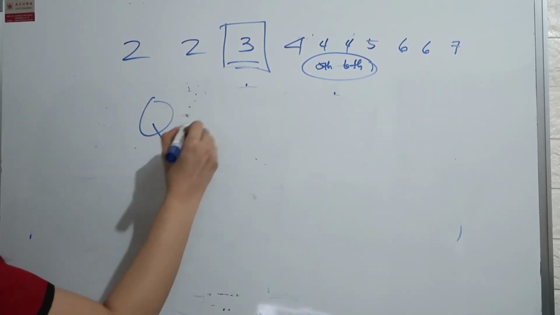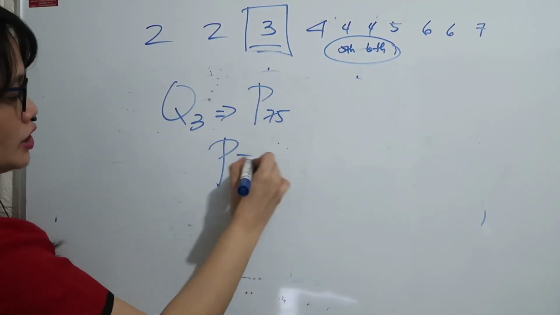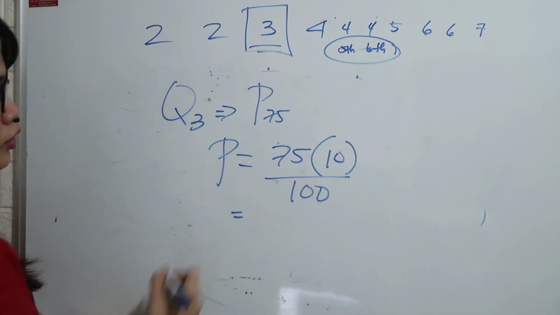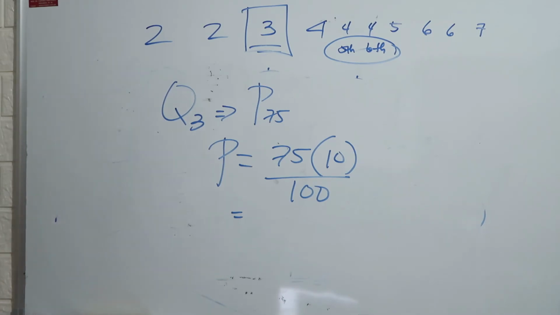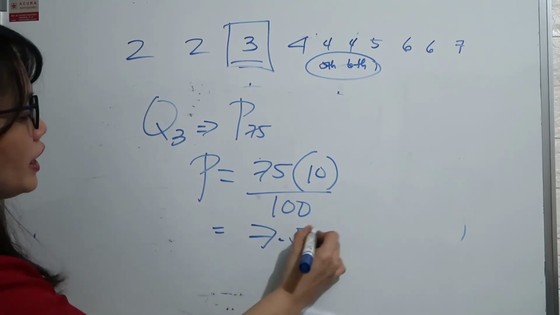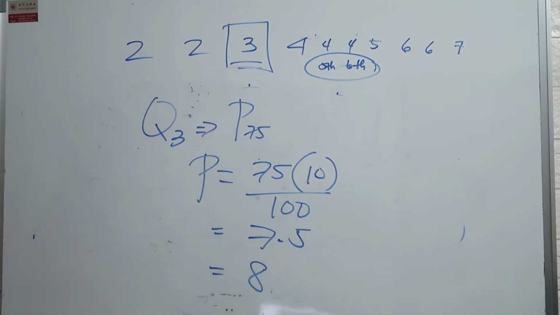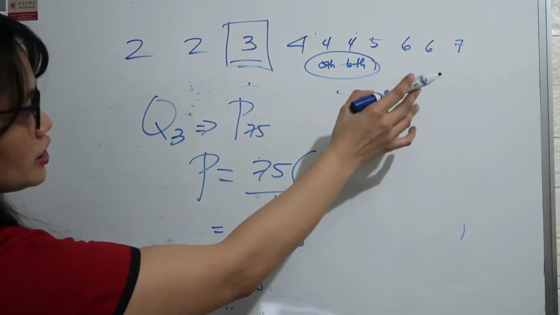Next, quartile 3. Quartile 3 is the same as percentile 75. So we have P equal to 75 multiplied by 10 over 100. What is your percentile 75 or quartile 3? Okay, 7.5. Round up, so that will be 8. What would be your 8th number? Okay, 6. That will be your 8th number.